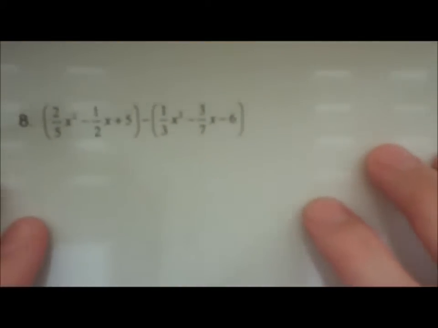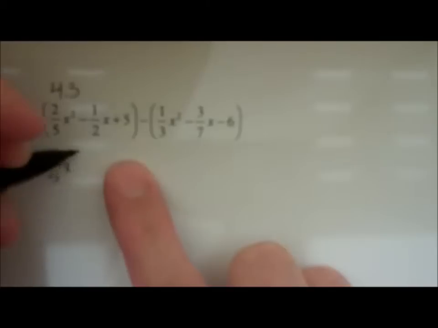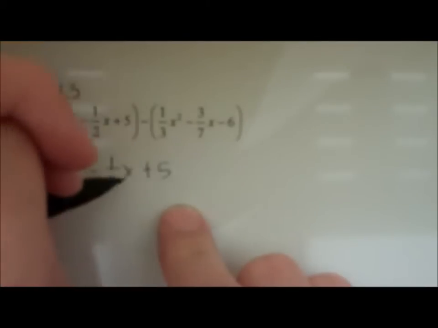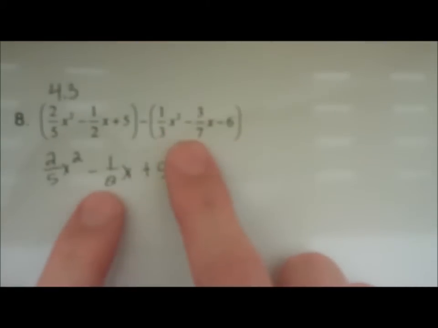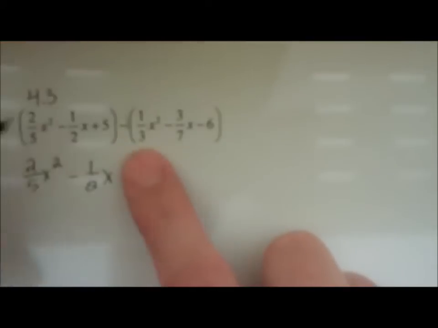Okay, number 8, this comes from 4.3. We have to distribute this negative sign to each. So I'm going to start off by rewriting it. We have 2/5 x squared minus 1/2 x plus 5. Now notice this is not multiplication. Okay, this is like a -1 being distributed to each one.